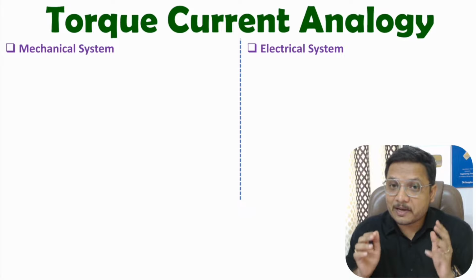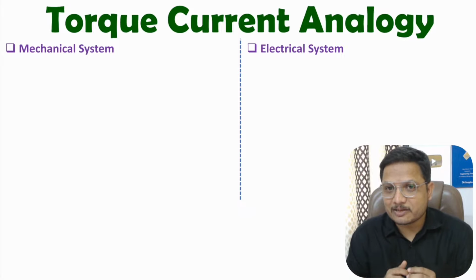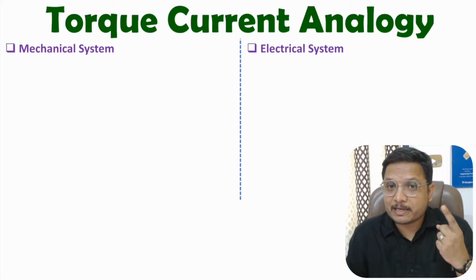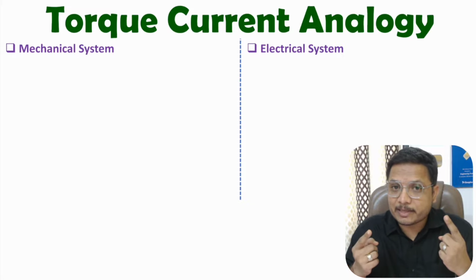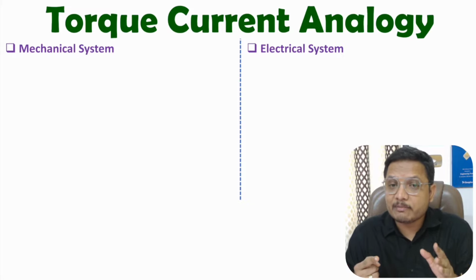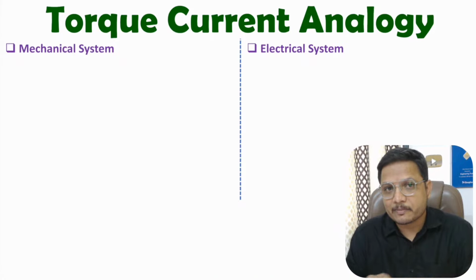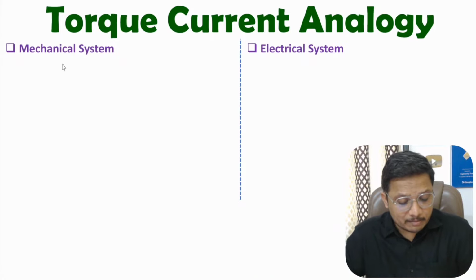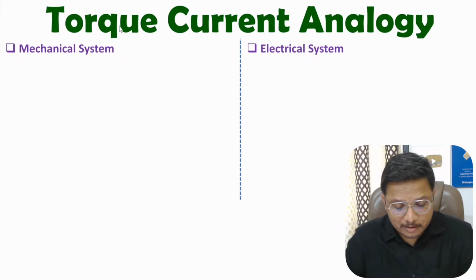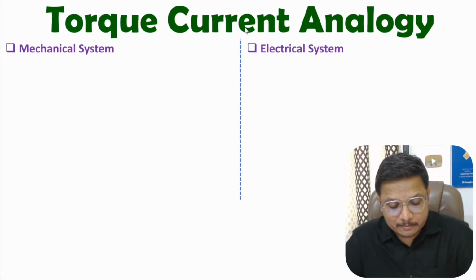In this video, I will explain torque current analogy. Here, I will compare mechanical system parameters with electrical system parameters. Here, the mechanical system will be a rotational mechanical system. With the mechanical system, our input will be torque, and with the electrical system, our input will be current.